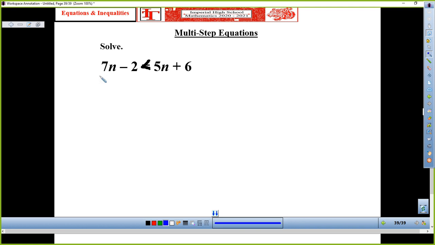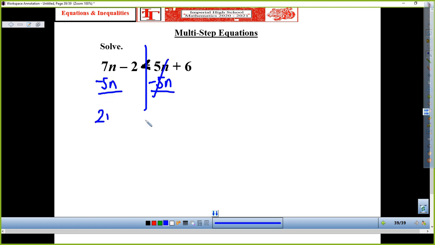Alright, step 2. Isolate the variable. We need all variables to one side, like I told you guys and showed you guys in the past. What's the smallest variable to start with to get it to the other side? 5n. If that's a positive 5n, we use inverse operations. What is the opposite of a positive 5n? Minus 5n, minus 5n. This cancels. We're left with 2n minus 2 less than 6. Do you know what to do from there? Yeah, finish it off, please.